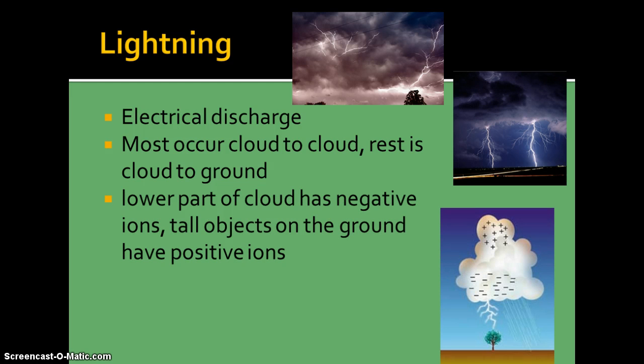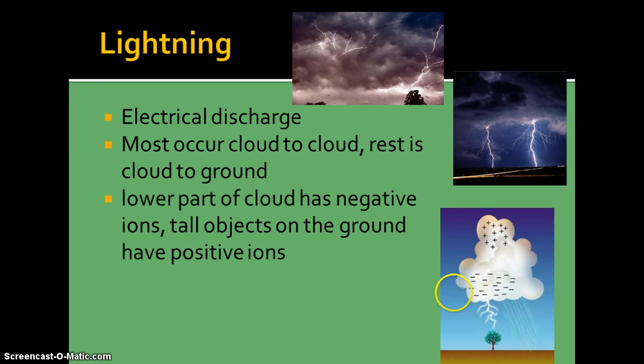And what happens, the lower part of the cloud has negative ions that build up, and they repel any negative ions and objects on the ground. So what happens is you're left with positive ions, like at the top of a tree or a building. And electric charges are attracted to opposites, so those electrons are going to jump towards that positive.